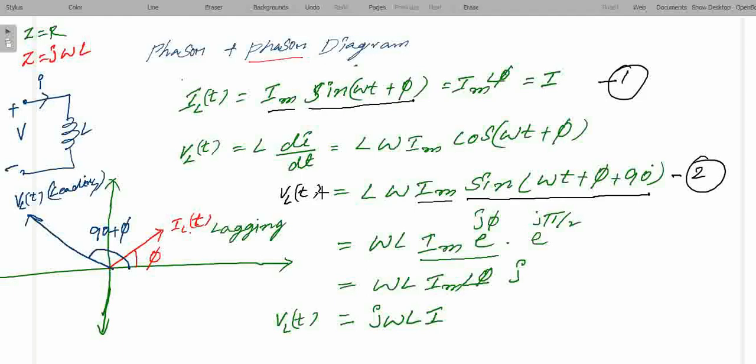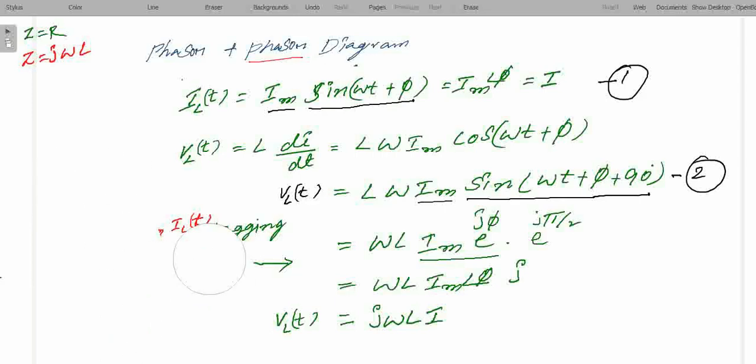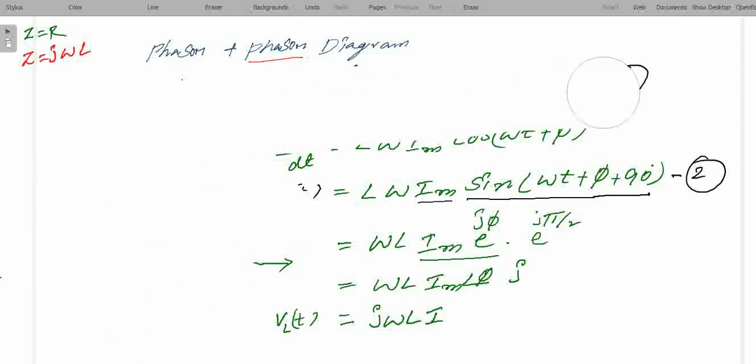So for an inductor we can say that voltage always leads the current by 90 degrees. What will be the phase difference? 90 plus phi minus phi. The phi gets cancelled, so that is equal to 90 degrees. So the conclusion is, for a purely inductive network, the voltage across the inductor always leads the current by 90 degrees, and the impedance is j omega L. Now at last we will see the capacitor.